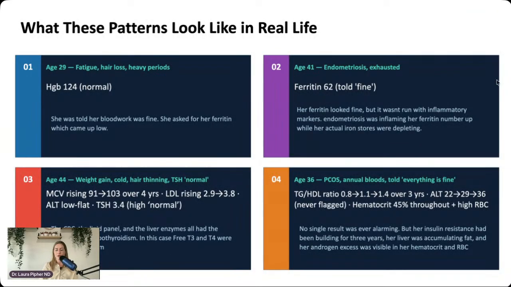Okay. So first scenario is number 1. We have someone who's 29. They have low energy, hair loss, and heavy periods. Her hemoglobin is normal. Everything else on the blood panel, the CBC, the red blood cells looks quote unquote normal. She was told her blood work was fine, but she asked for her ferritin, which came up low. Again, your hemoglobin can look normal when your iron is depleted.